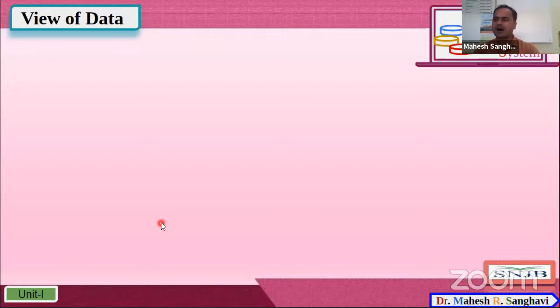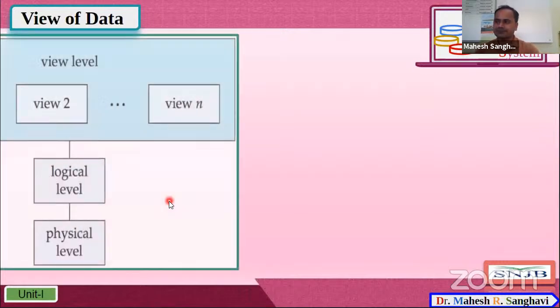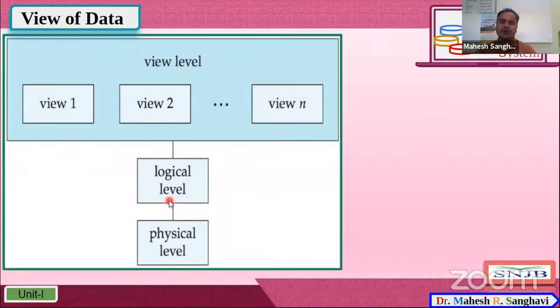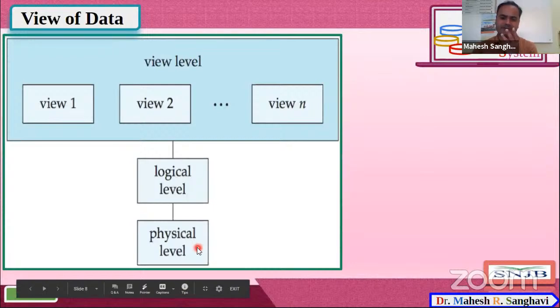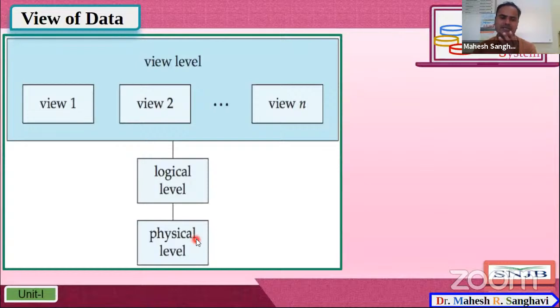Okay, the next part is view of data. There are basically three levels of view of data. One is your physical level. I'm taking it from the basement to the top, meaning I'm using a bottom up approach. Here the very first level is your physical level, then the second level is logical level, and the final one is view level.